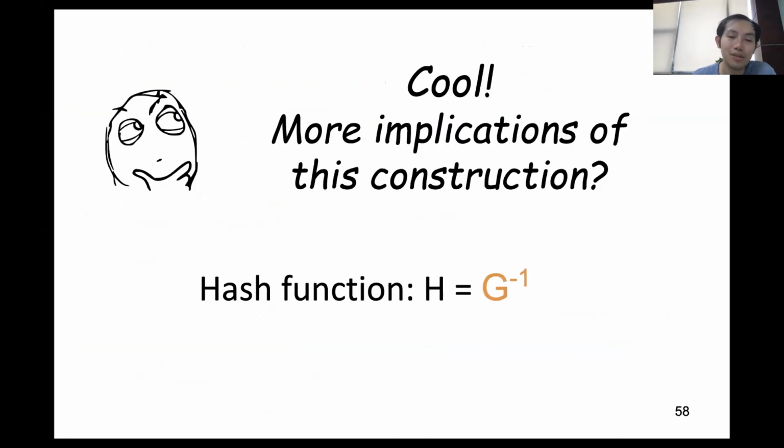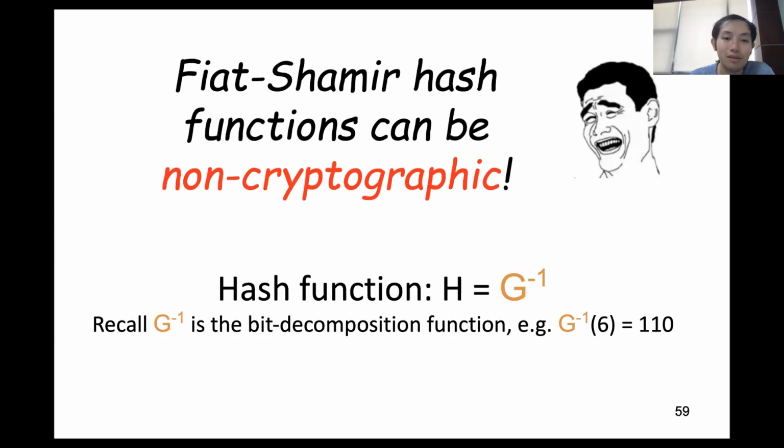So okay, this is a rediscovery, but are there more implications of this construction, namely taking G inverse as the hash function? Here's a more philosophical implication. It says that the Fiat-Shamir hash function can be non-cryptographic. If you stare at the function G inverse, namely take the bit decomposition of some value, it's really hard to imagine there's anything cryptographic there, namely any hardness embedded in this hash function.